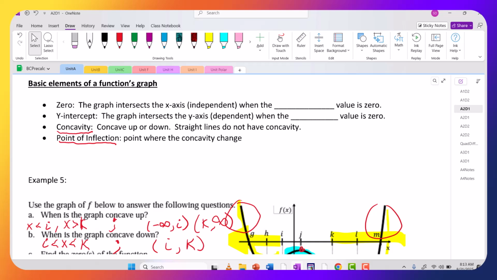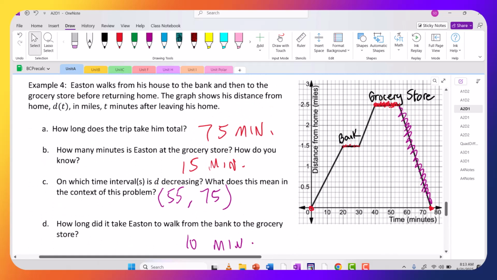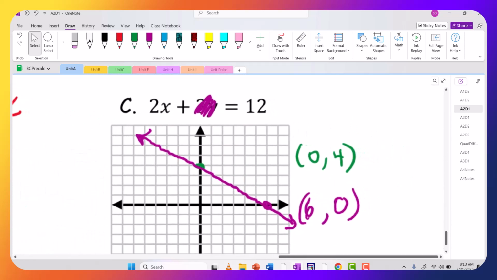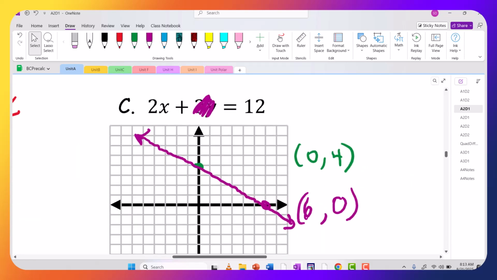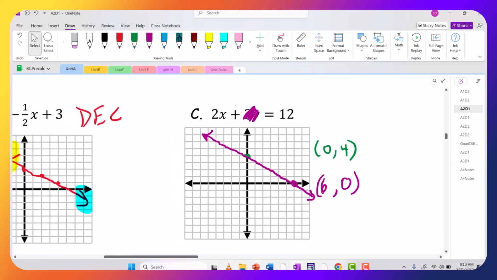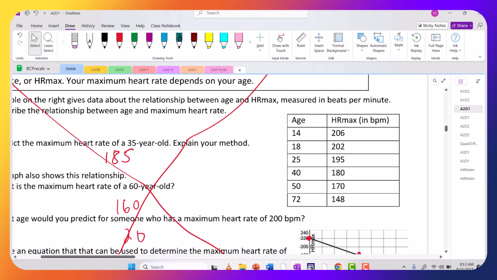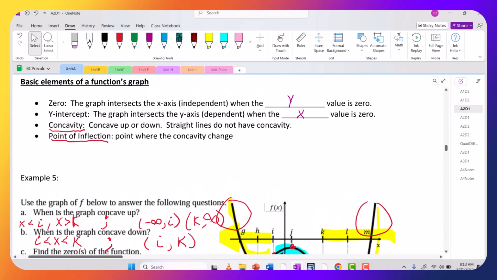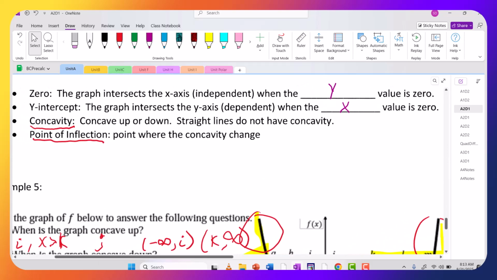A zero: the graph intersects the x-axis when the y value is 0. A y-intercept is when the x value is 0. Guys, we just did that when we graphed this line right here using intercepts. Linear is easy. We'll find zeros of every single thing all year long, and then look for y-intercepts as well. And then I don't know if you did this last year. Did you remember the word concavity?